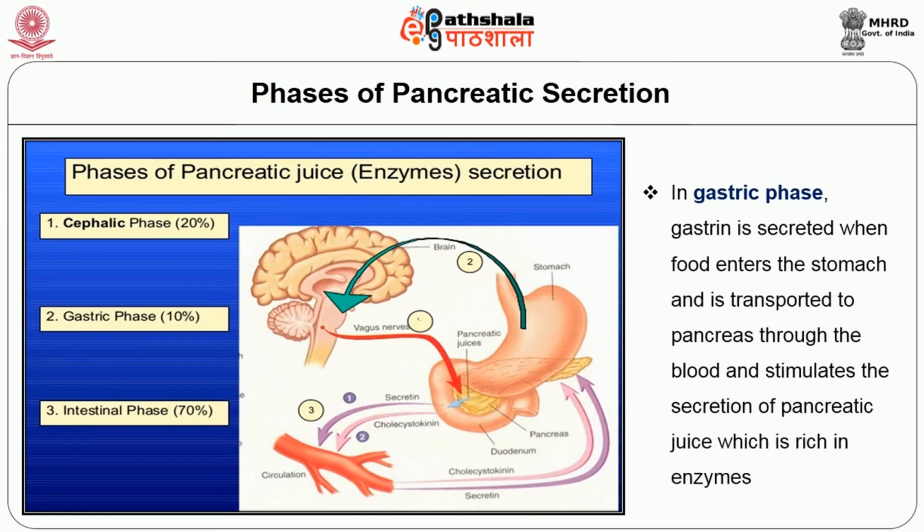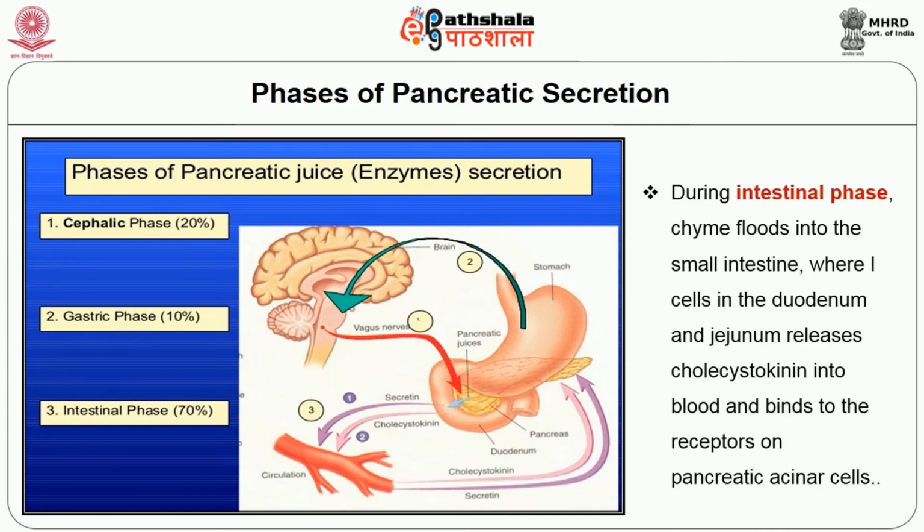In the gastric phase, gastrin is secreted when food enters the stomach and is transported to the pancreas through the blood and stimulates the secretion of pancreatic juice, which is rich in enzymes. During the intestinal phase, chyme floods into the small intestine where I cells in the duodenum and jejunum release cholecystokinin into the blood, which binds to the receptors on pancreatic acinar cells and instructs them to secrete large quantities of digestive enzymes.